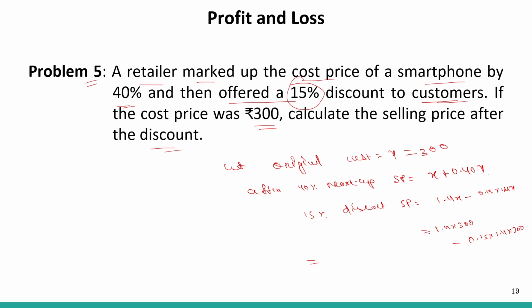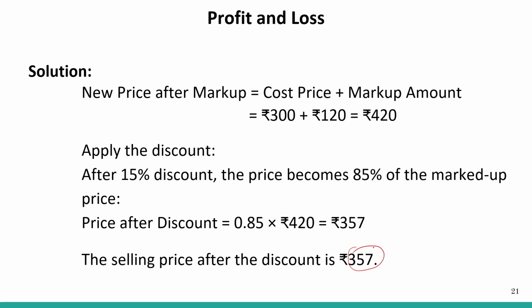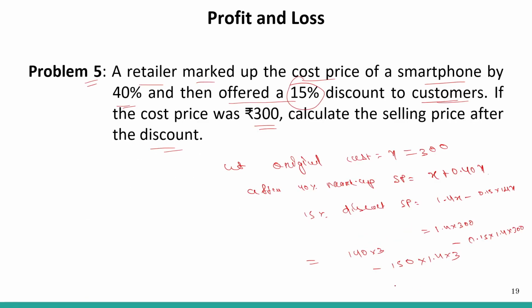So this is nothing but 140 into 3 minus 15 into 1.4 into 3. So this will be equal to what? So this will be equal to 357. 357 will be the answer. So this is equal to nothing but 14 into 3, which will be 420, right? So minus 0.15 into this much, right?